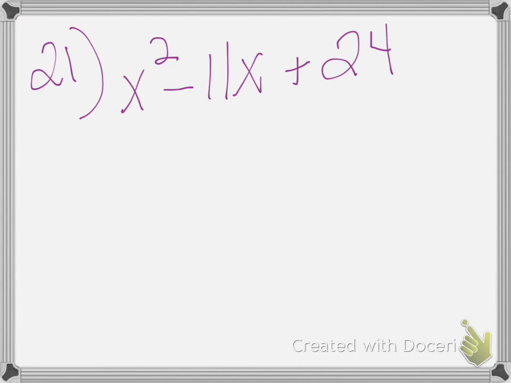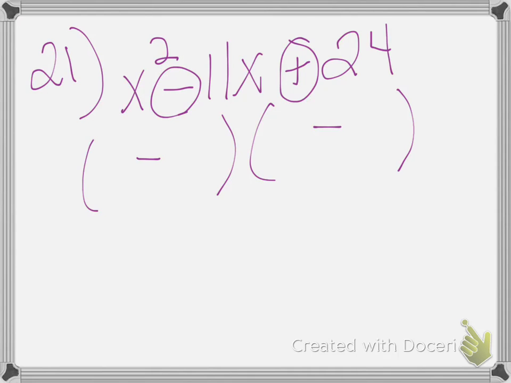Okay, now I have two different signs. I've got an addition sign here and a subtraction sign here. Both negative. They're both going to be negative. So I'm going to set up my parentheses with two negatives. Then square root of x.